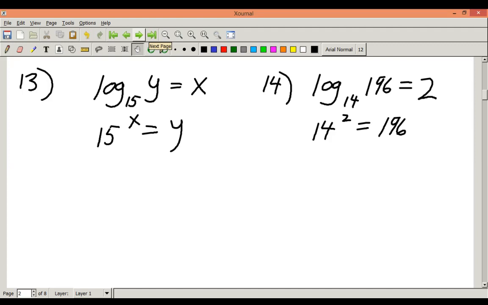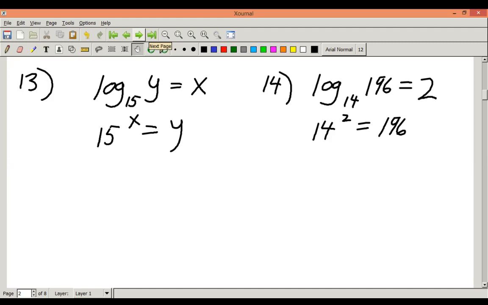So here I would pick out the base first. So 15 to the x power, because the log is x. The log is an exponent. So 15 to the x power is equal to y. And then you have it in exponential form. Same thing with number 14. Pick out the base first. The base is 14. The log is 2. So 14 to the second power equals the antilog 196.